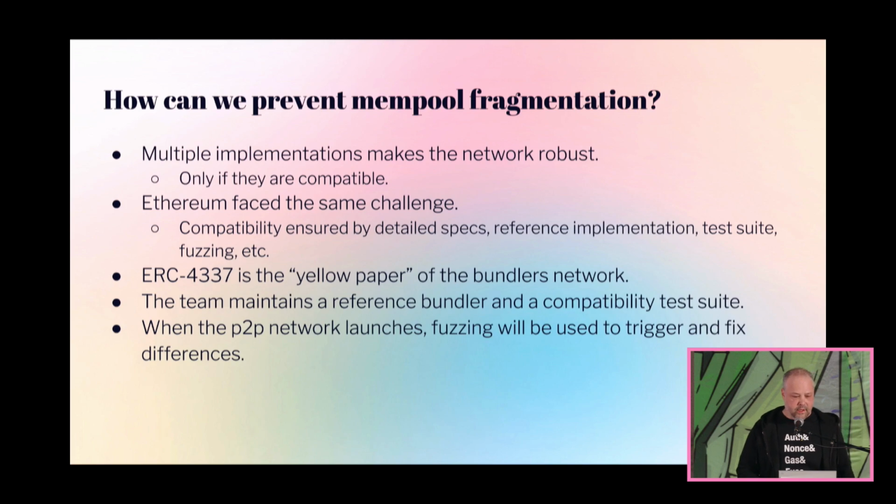So the solution here is to have exactly the same rules for all implementations, and we needed to do the same with Ethereum because of the multi-client architecture. So Ethereum has very clear specs, very clear consensus specs, and we do a lot of testing and fuzzing to cover that. And ERC-4337 does the same thing.